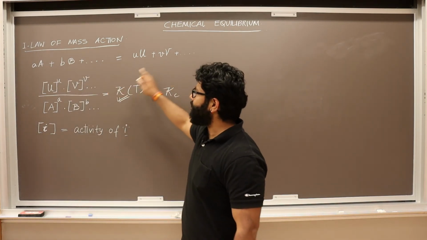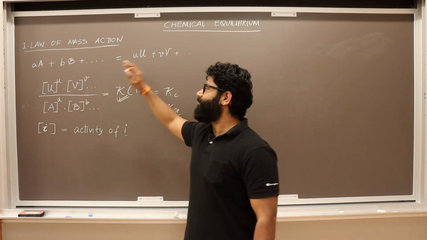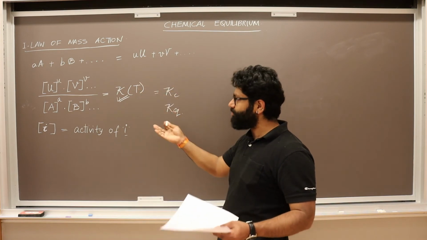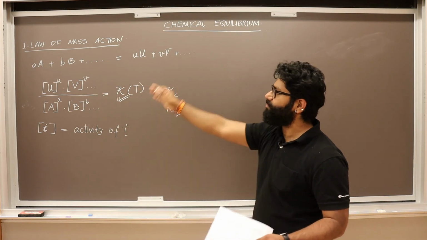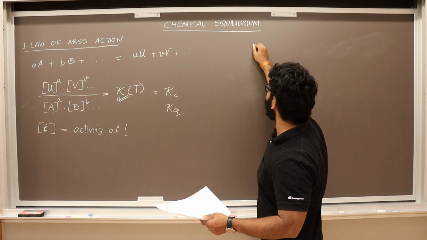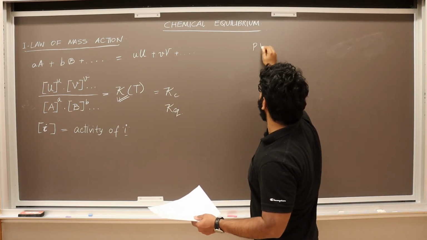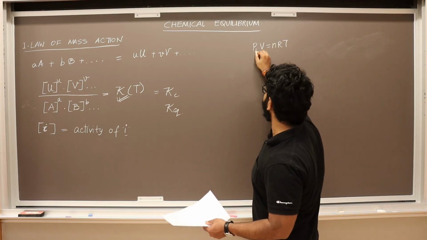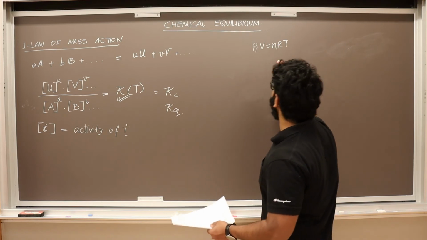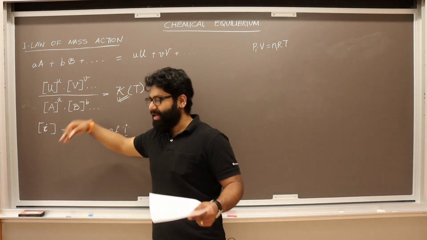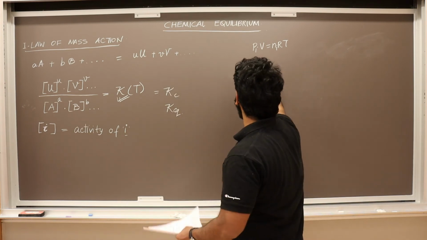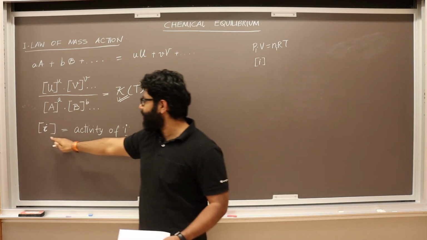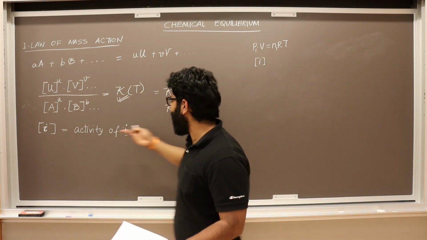Here, whatever the concentrations were, we were taking them as solutions. What if this whole system was gas, with everything in the gaseous state? For an ideal gas, we know the equation PV is equal to nRT, right? So the pressure of any individual component is given like this, with i representing the ith component. So for this system, how do we calculate the activity or the fugacity?